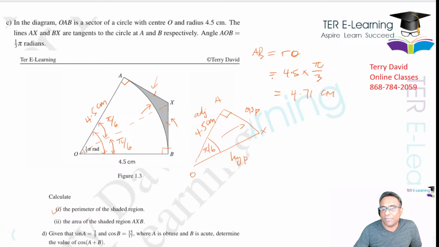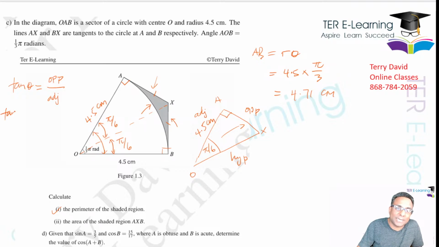So therefore, we have opposite over adjacent, so we're going to use tan in order to figure this out. So it's going to be tan theta equals opposite over adjacent. Now, this is where things get a little tricky, guys, because you have to pay attention to your calculator. You need to convert your calculator to radians in order to work this question. So the opposite side is AX, which we don't know, and you're dividing that by your adjacent, which is 4.5.